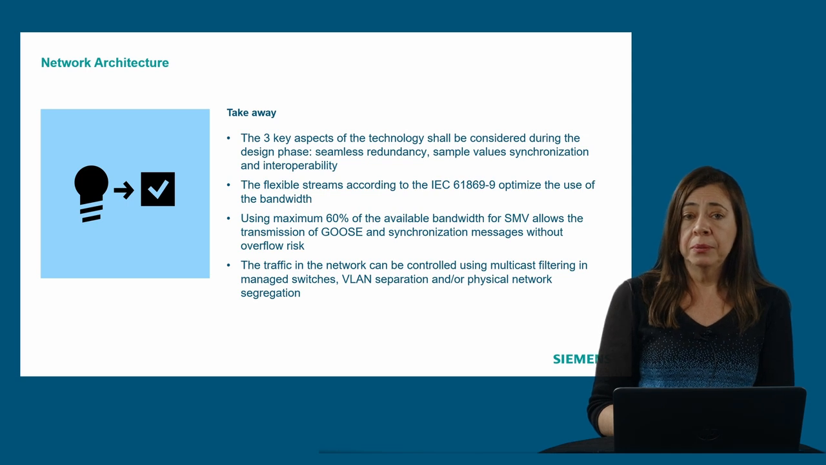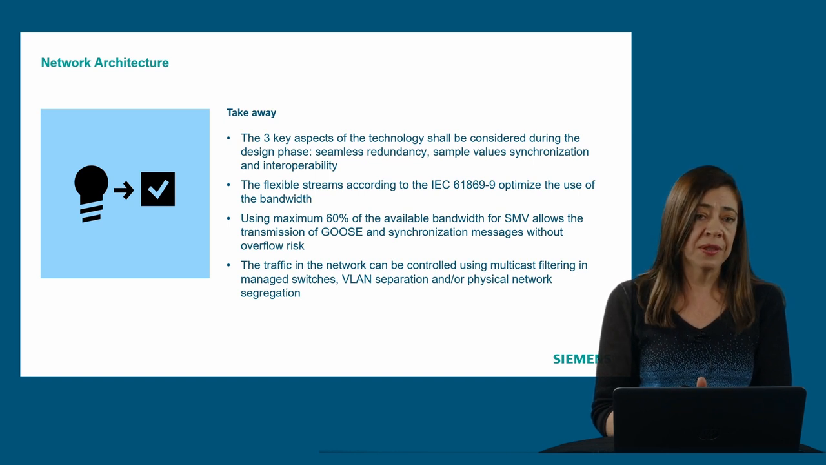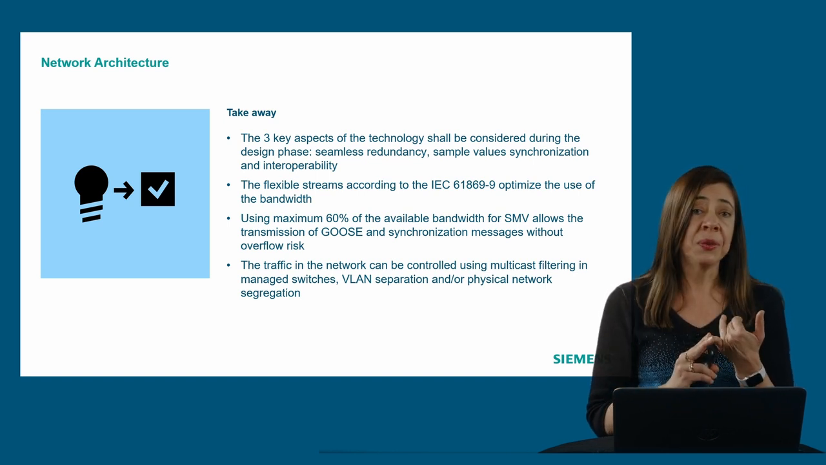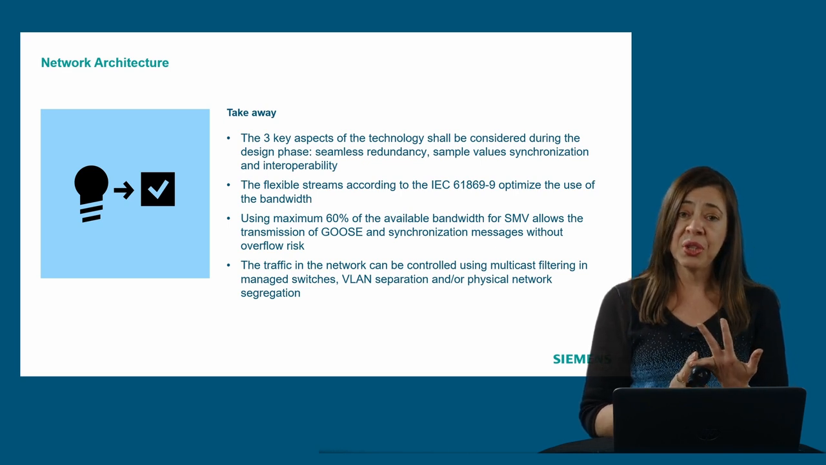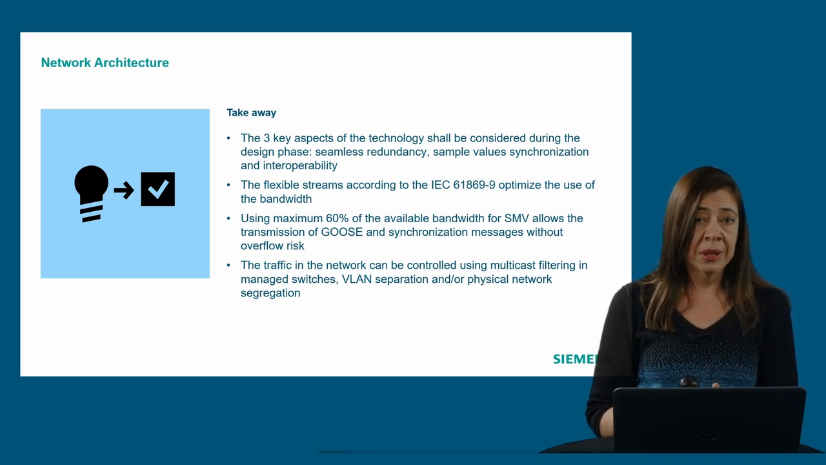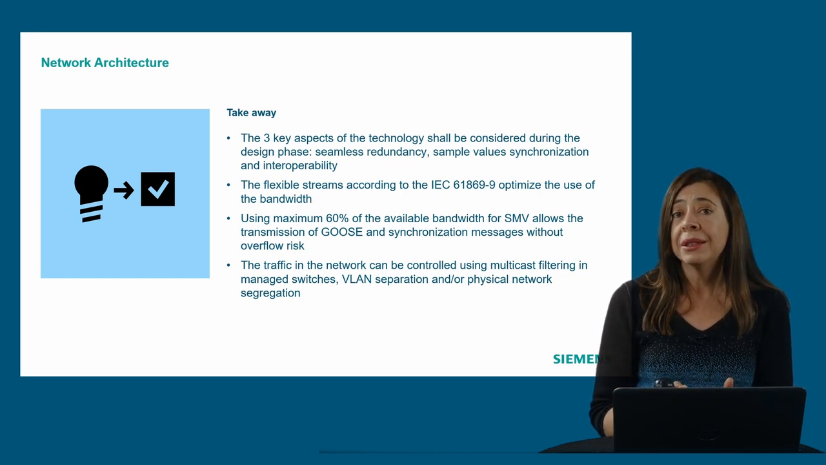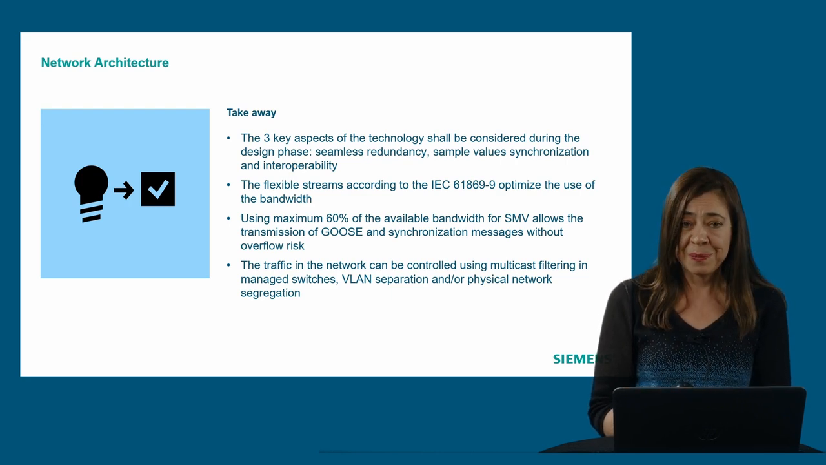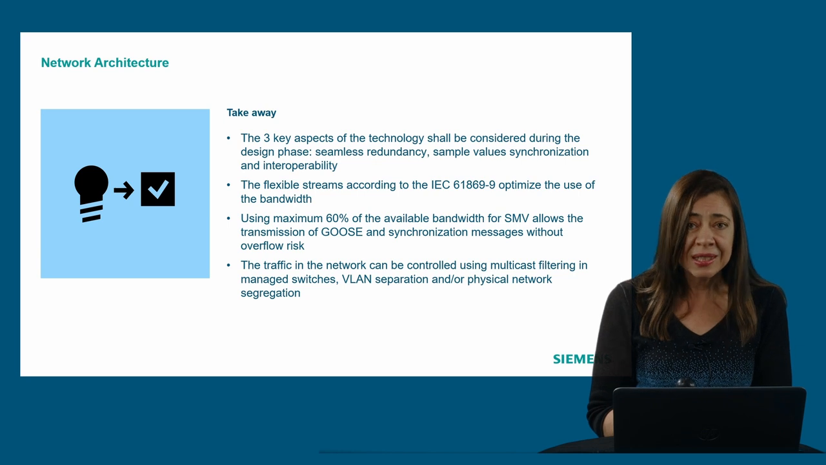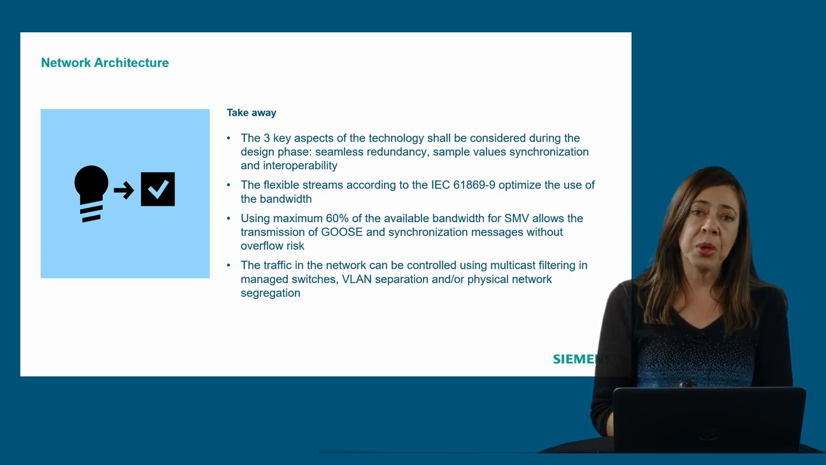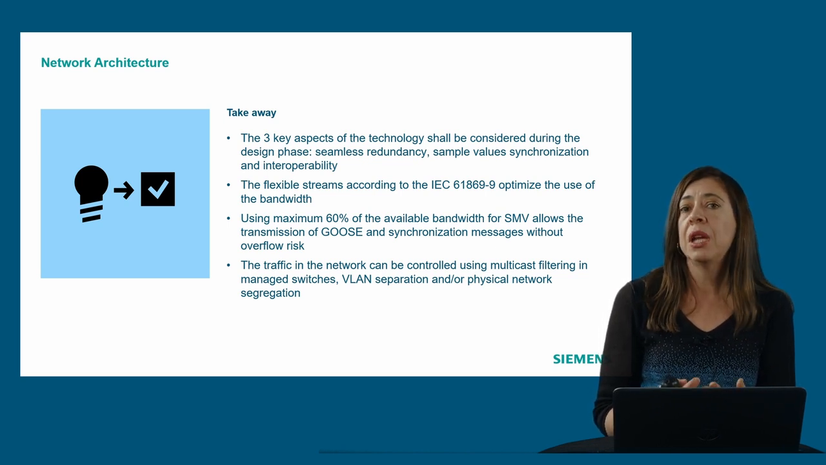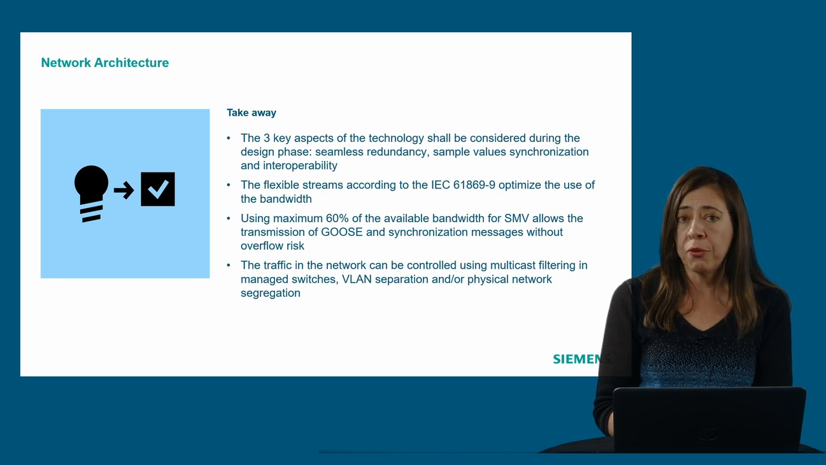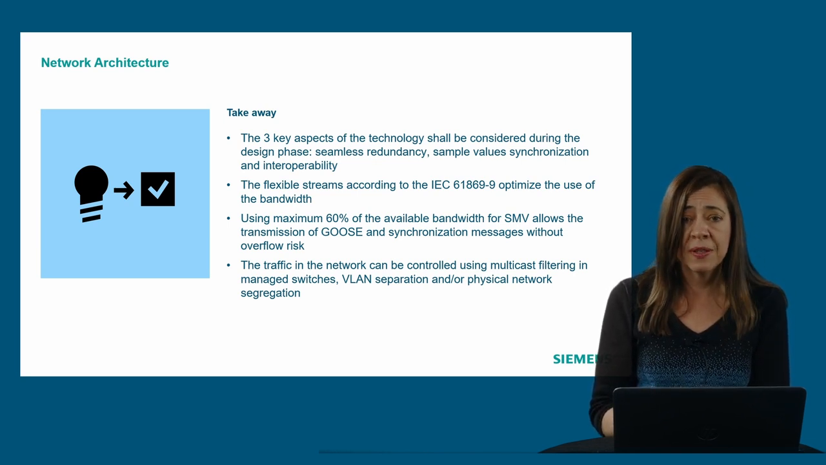So now, to take away, the three key aspects of the technology shall be considered during the design phase, which are seamless redundancy, the sample value synchronization, and also the interoperability. The type of stream that you use will impact the use of the bandwidth in the network. That's why we recommend using flexible streams. A maximum of 60% of occupation of the bandwidth using sampled measured values should be considered, so you have enough bandwidth for other types of information such as GOOSE messages and synchronization messages as well.